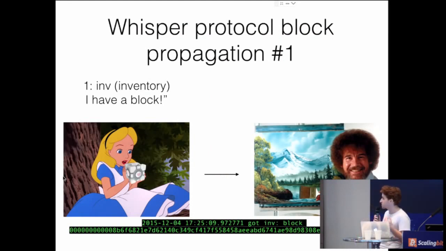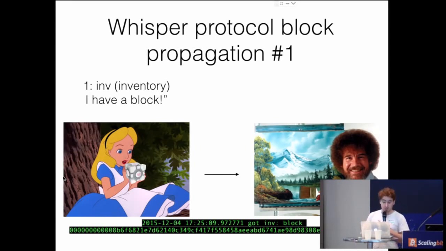So here's how block propagation works. The protocol starts with an inv message, which is a way of saying that Alice, in this case, has a new block in her inventory. And she sends that to all of her peers. Typically, that's about 20 peers. It's usually 8 outgoing connections and then some number of incoming connections, maybe 12, maybe 20, maybe 40, who knows. So she broadcasts that message to everybody that she knows all at once.